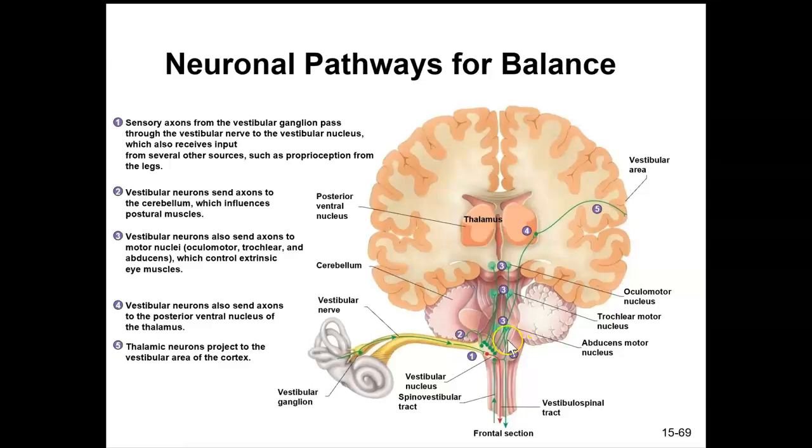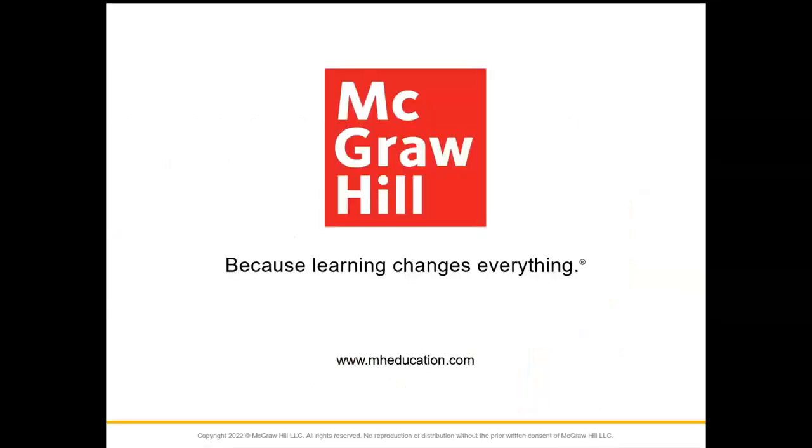And then we have vestibular neurons that are going to send axons to another specific nucleus in the thalamus. This one is called our posterior ventral nucleus of the thalamus. And from there, we have our last synapse, and the axon will send over that information to the vestibular area in the cortex. So that is the end of our Chapter 16 lecture.